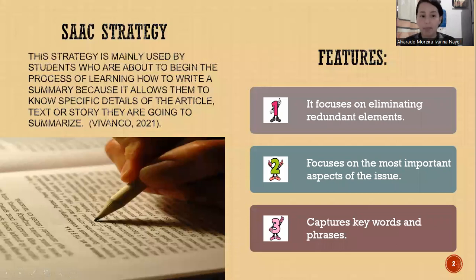First, we have the first strategy, SAAC strategy. Okay? This strategy is mainly used by students who are about to begin the process of learning how to write a summary because it allows them to know specific details of the article, text, or story they are going to summarize. Vivanco 2021. Okay?